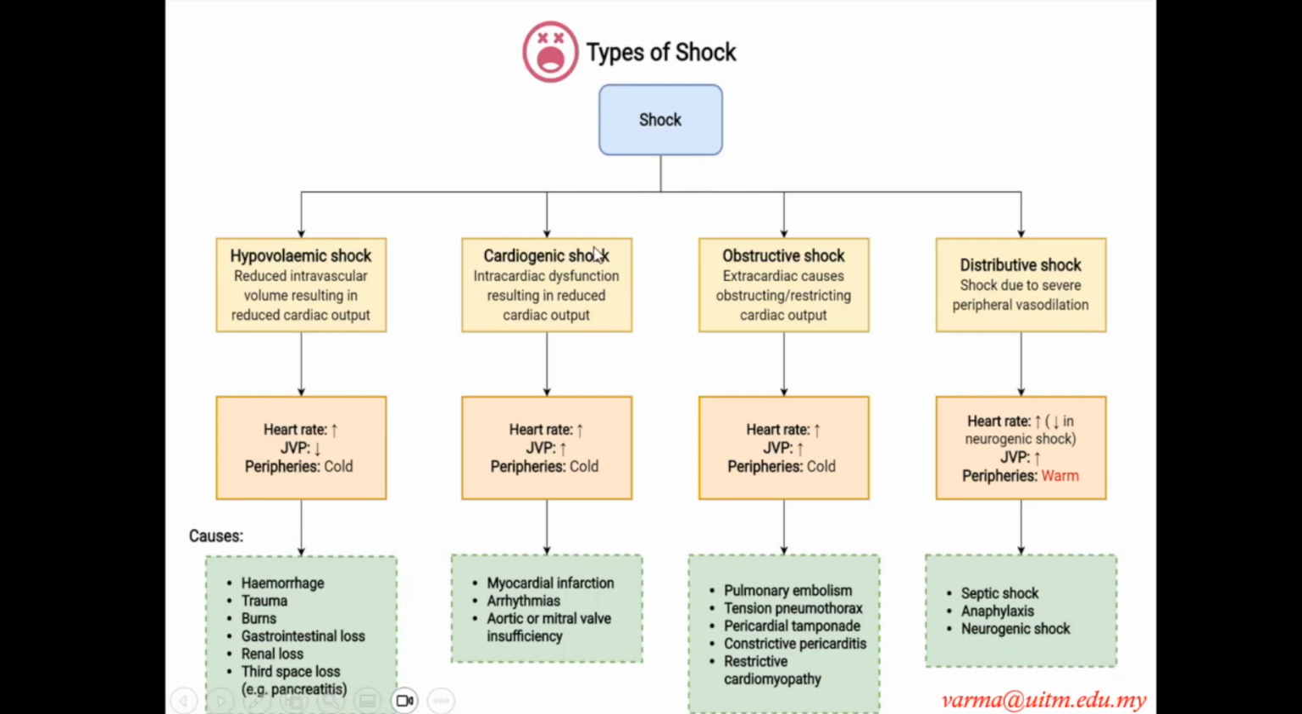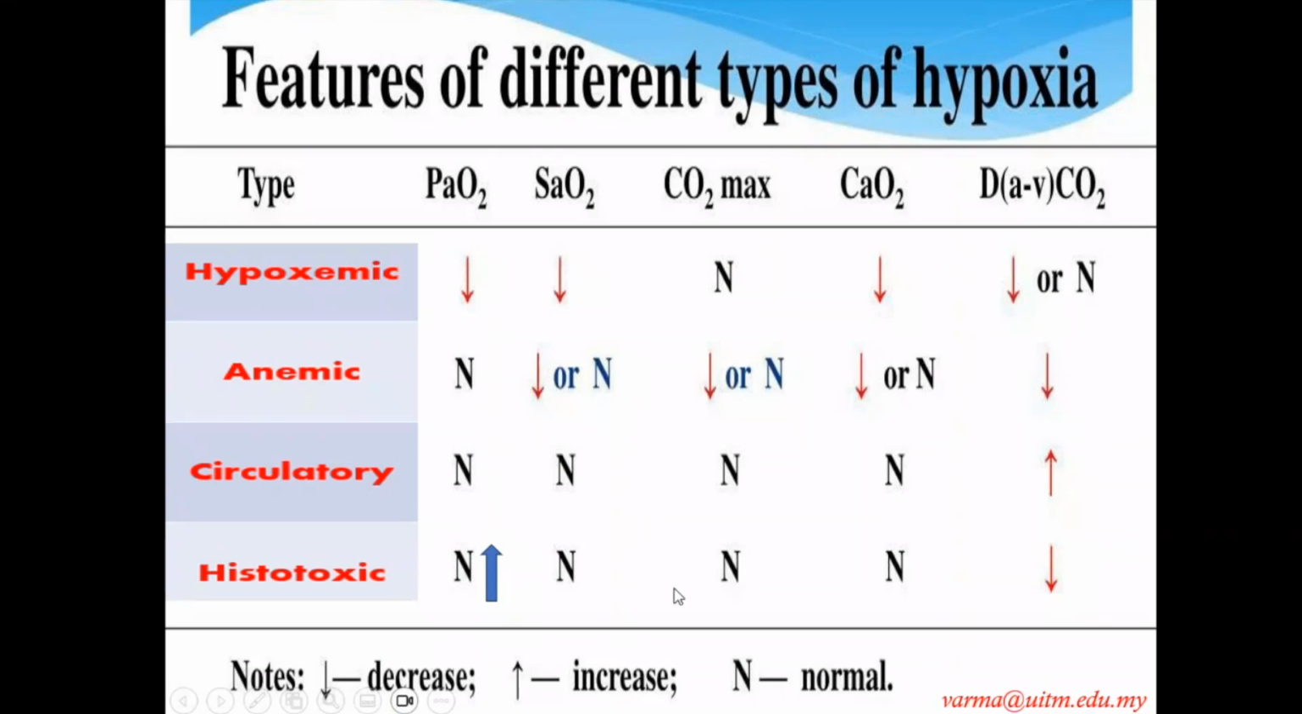An example of cardiogenic shock is MI. What are the reasons? The clinical situations where you can get cardiogenic shock. The clinical situations where you get distributive shock are septic, anaphylaxis, and neurogenic or spinal shock. Hope this is clear. Okay, we go back to hypoxia.